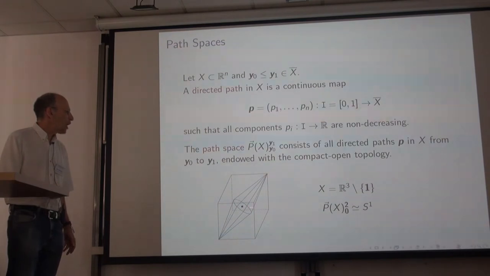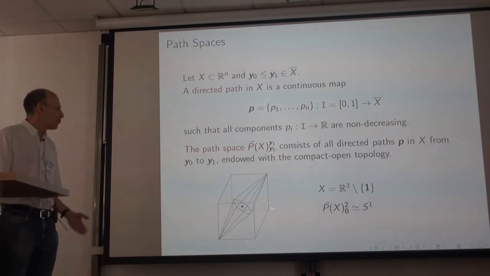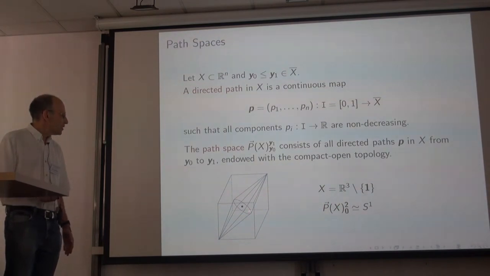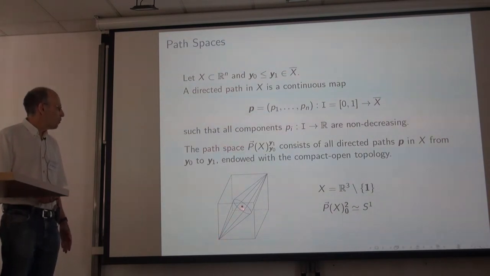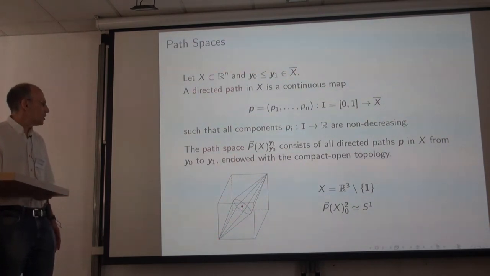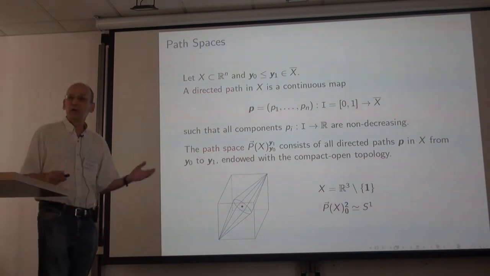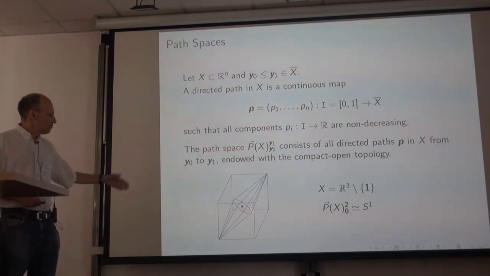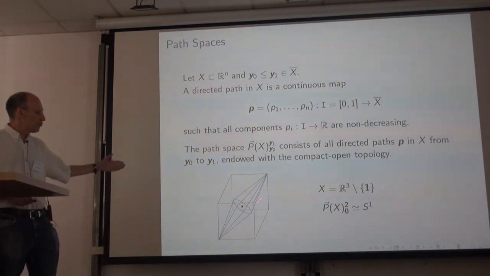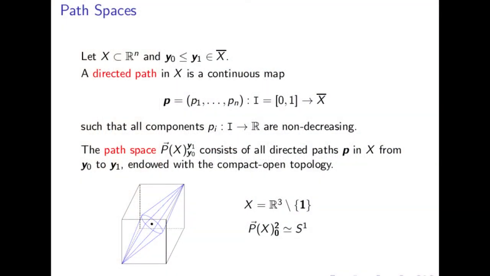Here is how S1 parameterizes a homotopy model of this path space. You take all the paths which go directly from (0,0,0) to a point on this circle and continue to (2,2,2). And it turns out that this space of paths is homotopy equivalent to the total space.